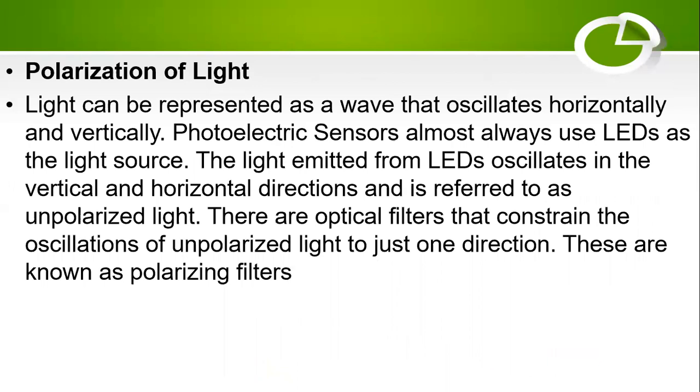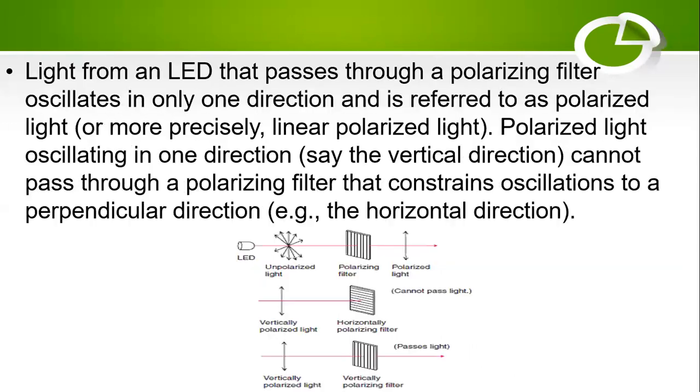Next, polarization of light. Light can be represented as a wave that oscillates horizontally and vertically. Photoelectric sensors almost always use LEDs as the light source. The light emitted from the LEDs oscillates in the vertical and horizontal directions and is referred to as unpolarized light. There are optical filters that constrain the oscillations of unpolarized light to just one direction. These are known as polarizing filters.